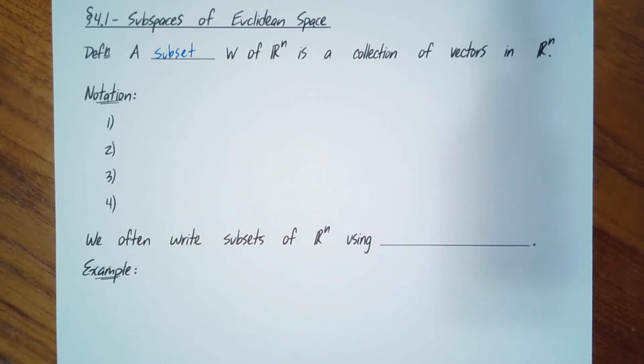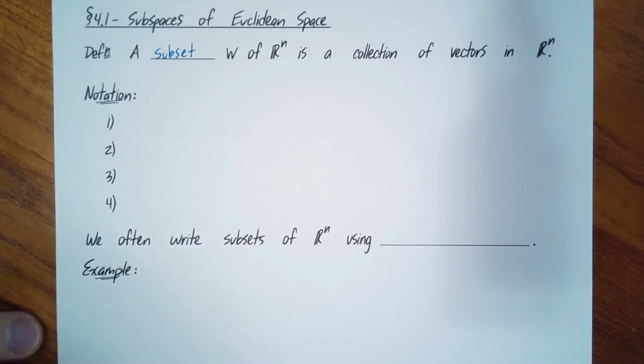So take some vectors that all have the same number of coordinates. Maybe if you take a bunch of vectors that have 3 coordinates and you put them together into a collection, that would be a subset of R3. If you take a bunch of vectors that each have 5 coordinates and you put them together into a collection, well, that would be a subset of R5, and so on, right?